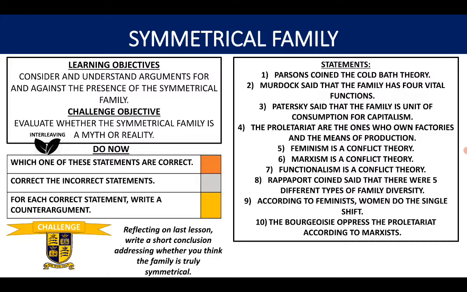Number 5, number 6, and number 7. So number 5 and number 6 are correct. These are both conflict theories. Number 7, functionalism is a consensus theory. Number 8 is correct. Rappaport did coin the 5 different family types within diversity. Number 9 is incorrect. Feminists argue that women do the triple, if not the double shift. Number 10 is going to be correct. So again, you should be comfortable with these statements. If you want, I suggest you go over your notes with regards to the family. But you should be comfortable with these sort of areas.